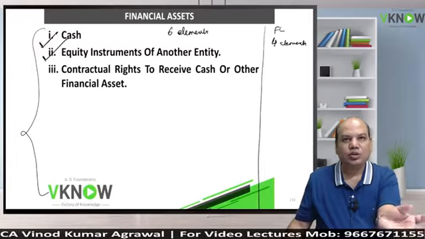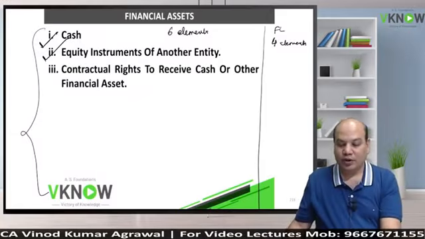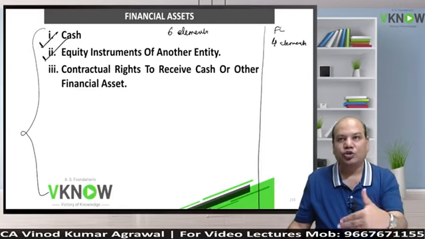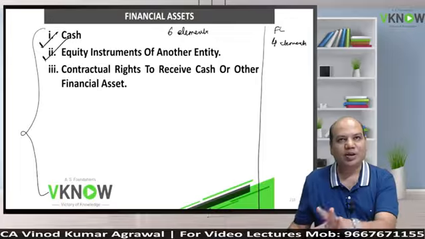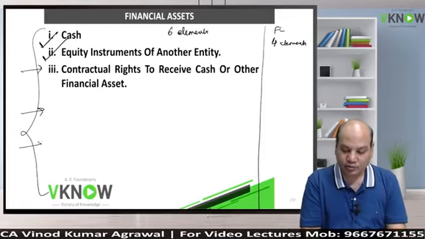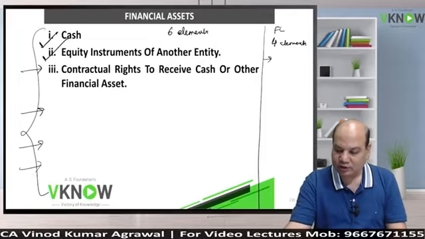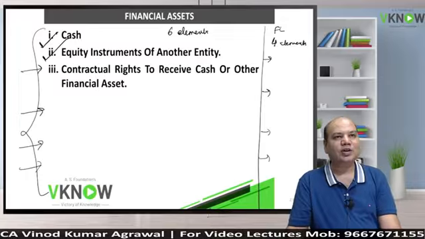There is no similar item in the liability definition. A financial asset is an equity instrument of another entity. There is no parallel in liability. But the remaining 4 items have exact counterparts in the definition of financial liability also.